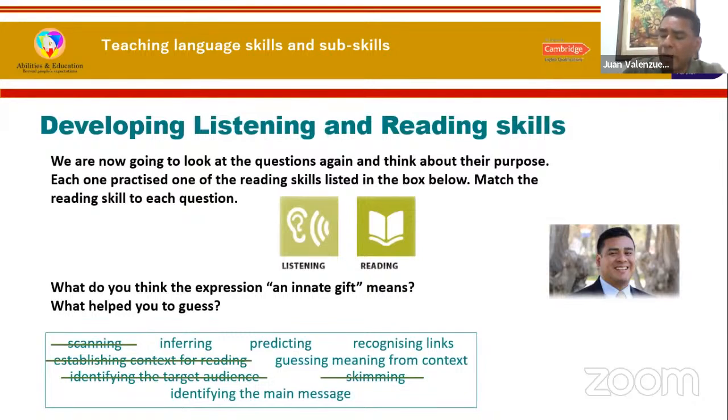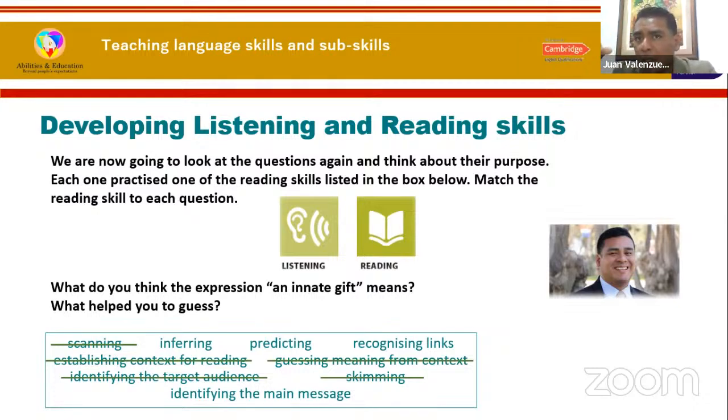Okay, then I asked you, what do you think the expression an innate gift means? What helped you to guess? Here I was asking you to, or I was teaching you to... Very good. Very well done. Here I was teaching you to... Excellent. Very good. You're doing a great job. Excellent, Frida Linares, to guess meaning from context.